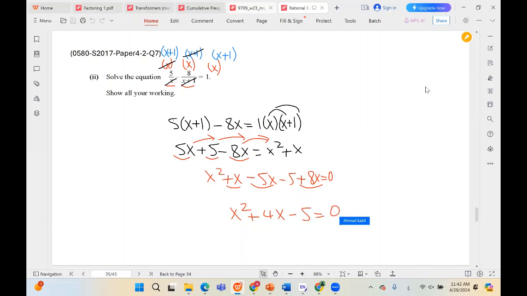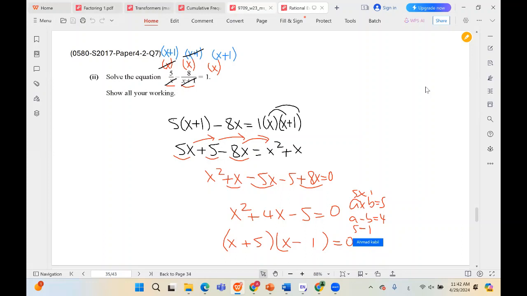We now need to factorize. So we have two brackets. We have x and x. We want two numbers that multiply to give 5, and their difference is 4. So this is obviously just 5 and 1. 5 minus 1 equals 4, and 5 times 1 equals 5. So we have plus 5, and we have minus 1 equal to 0.